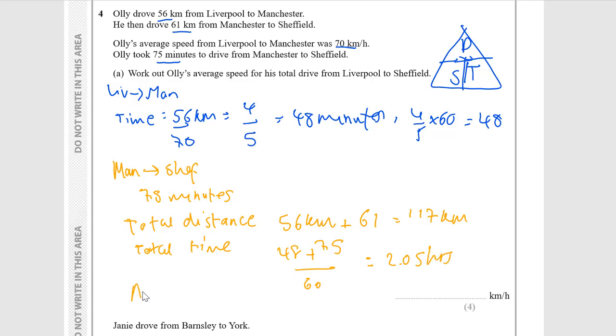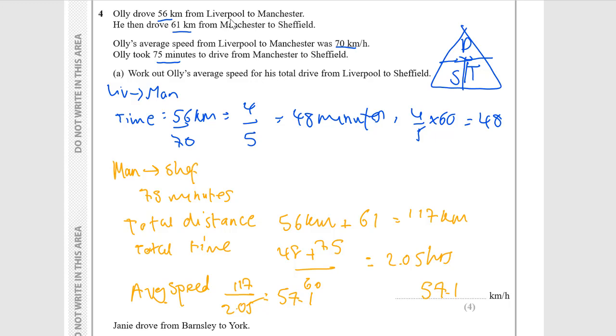So now the average speed is going to be 117 over 2.05, which will give us 57.1. So again, let's go through this. We know that we use our triangle. So distance, speed, time.